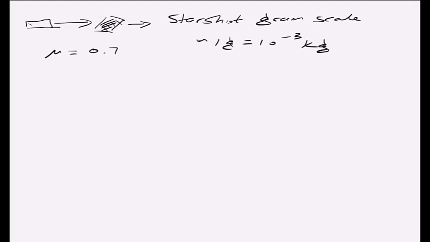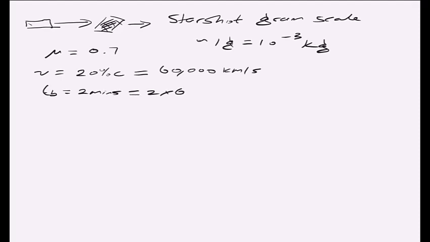Now for Starshot, we know that the velocity to be achieved was something like 20% of the speed of light, which is around 60,000 kilometers per second. And if we assume the burn time for the laser pushing the SAO was around 2 minutes, that is 2 times 60, which is 120 seconds.